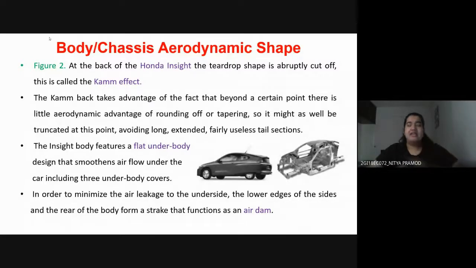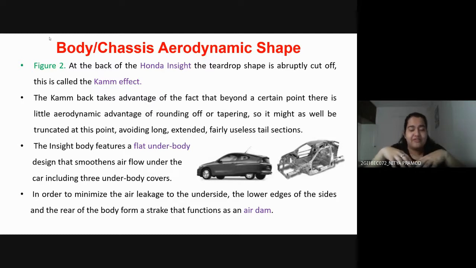We know that the underbody of any car mainly consists of two things. One is the exhaust system, and the second is some areas of the fuel tank. When you talk about the Honda Insight, the advantage is that the exhaust system and the areas of the fuel tank have separate fairings. This helps in smooth airflow, which helps the car to function efficiently.